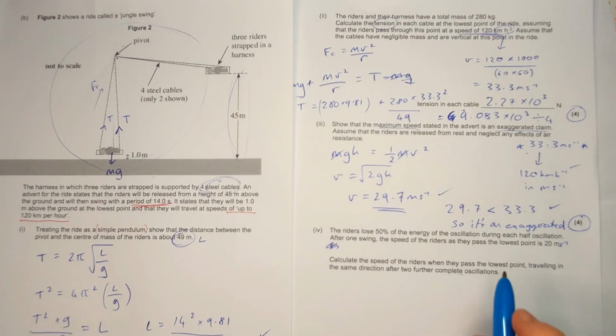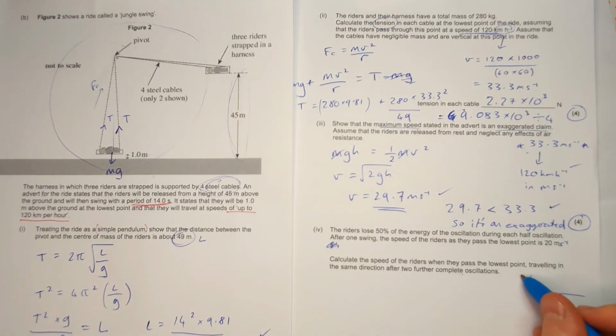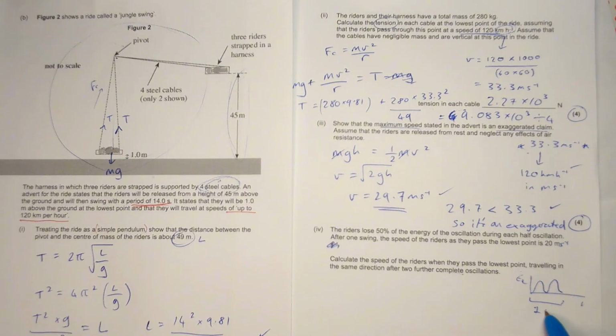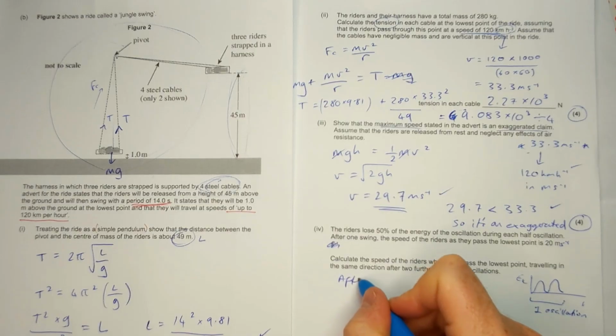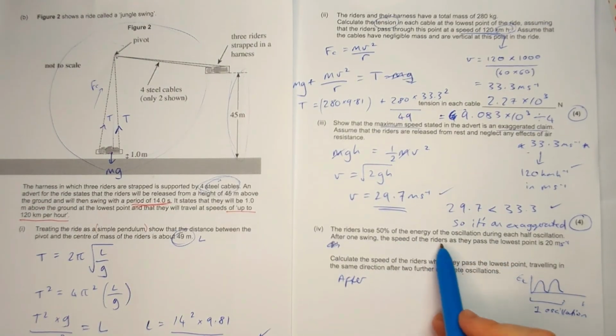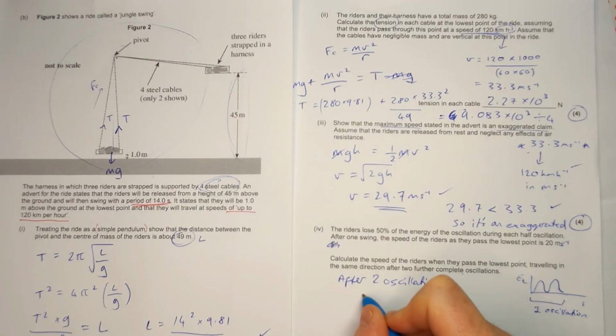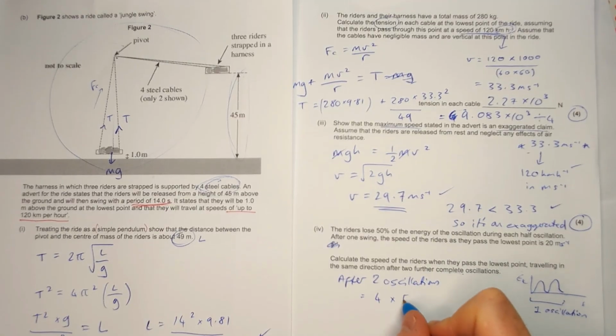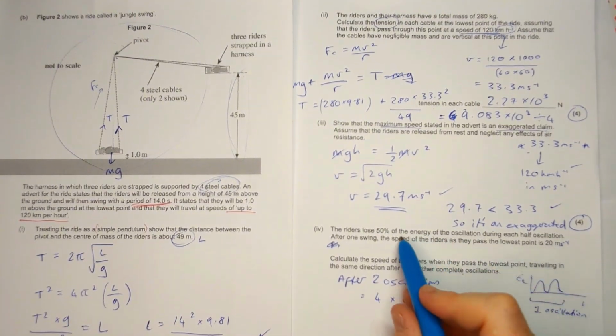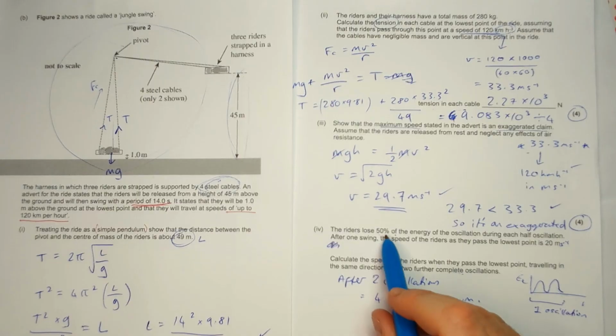complete oscillations. Because we've done earlier in the question a kinetic energy time graph of this, we've learned that after one whole oscillation, the kinetic energy is going to be a maximum twice. So after two whole swings, we're going to have four maximum kinetic energies. So two oscillations equals 4 times kinetic energy maximum. So basically we've got to figure out it loses 50% 4 times.